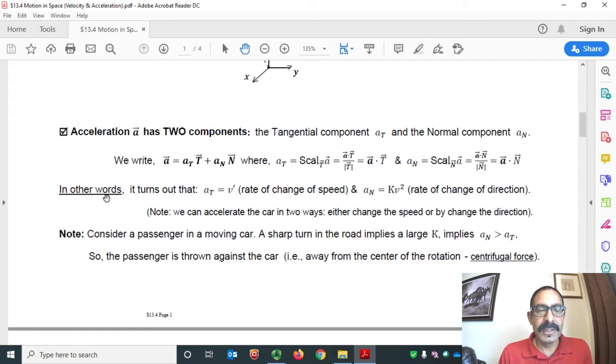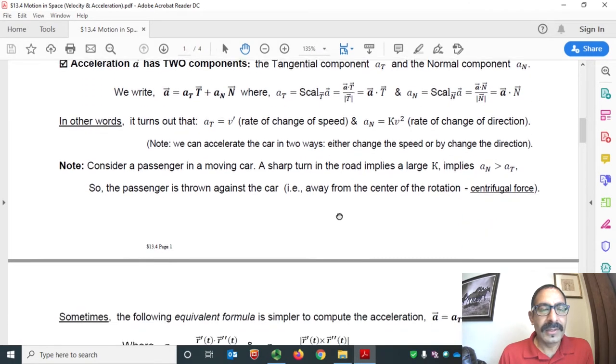In other words, it turns out that the tangential component of acceleration is the rate of change of speed, and the normal component of acceleration turns out to be curvature times the speed squared.